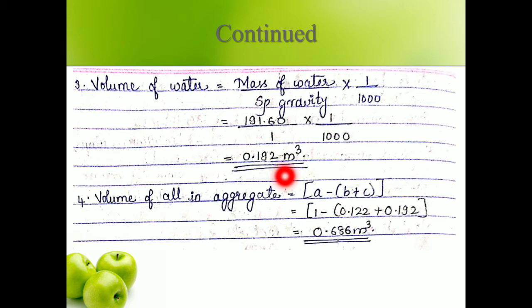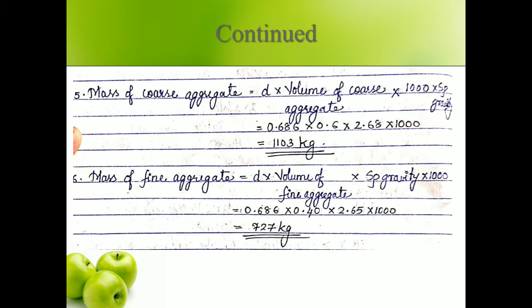Now for all in aggregate, you need to subtract the volume of cement and volume of water from the volume of concrete to get the volume of coarse aggregate and fine aggregate. So in concrete you need to minus volume of cement and volume of water. So we will be getting the volume of coarse aggregate and fine aggregate as 0.686.